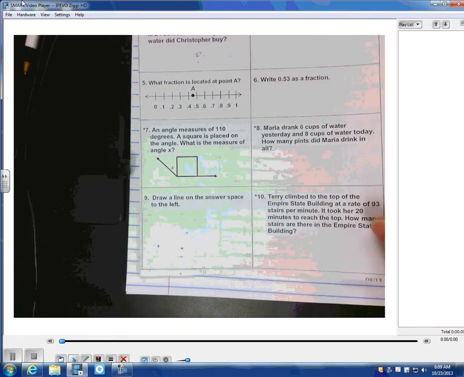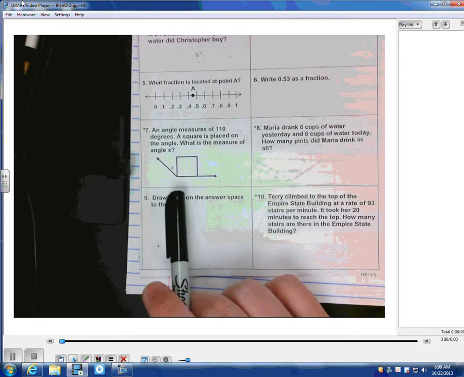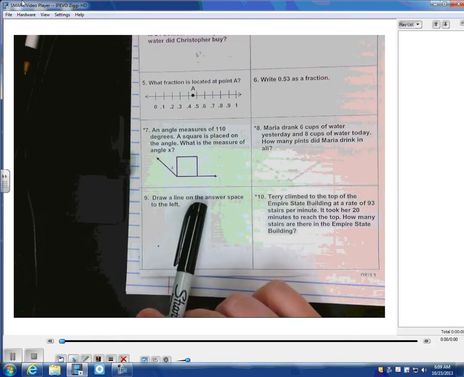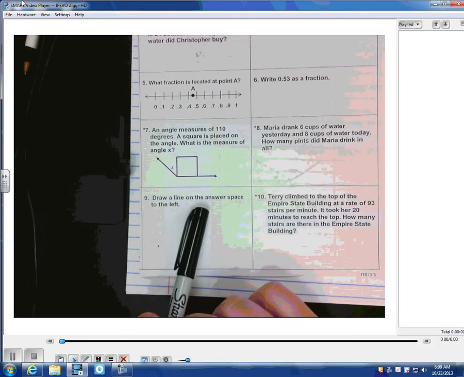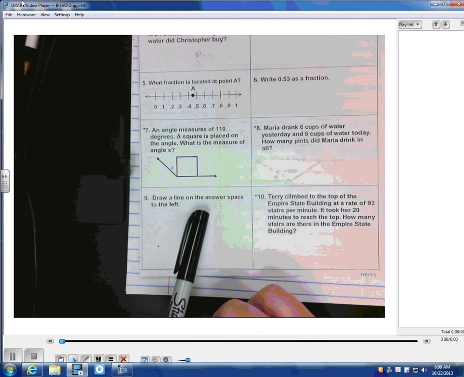Let's look at 7. It says an angle measures 110 degrees. A square is placed on the angle. What is the measure of the angle x? Okay, so let's look at this.